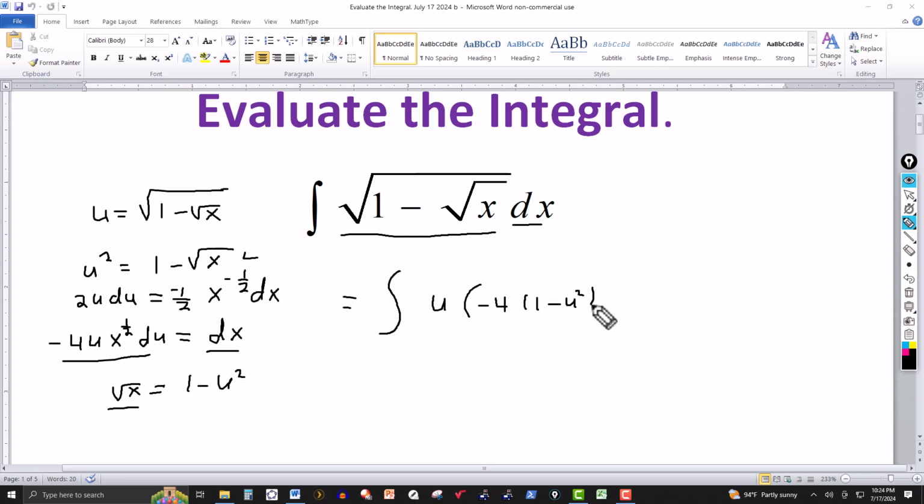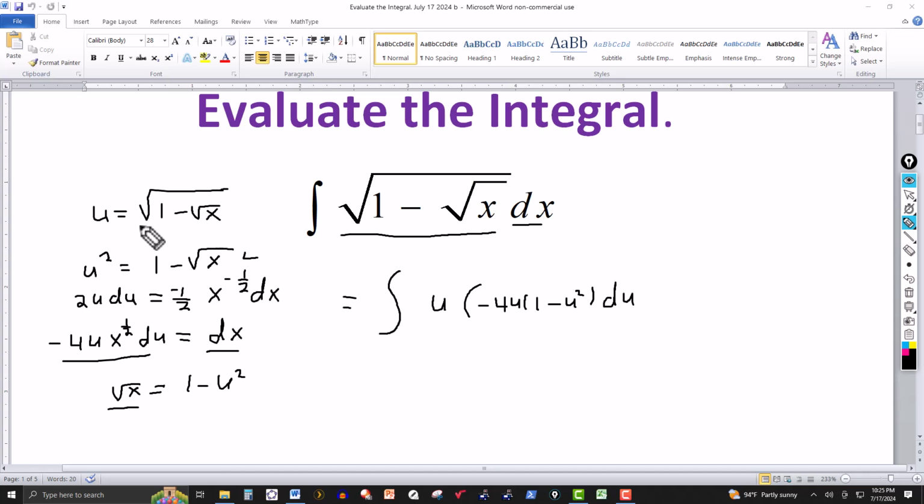So when you do a u substitution, it's not always what is u. Sometimes you want other expressions like this, the square root of x expressed in terms of u, to make sure you get the integral completely in terms of the variable u. So we got the -4, and of course we have the u here. And then the x to the 1/2 is replaced by 1 minus u squared. And then we got the du.